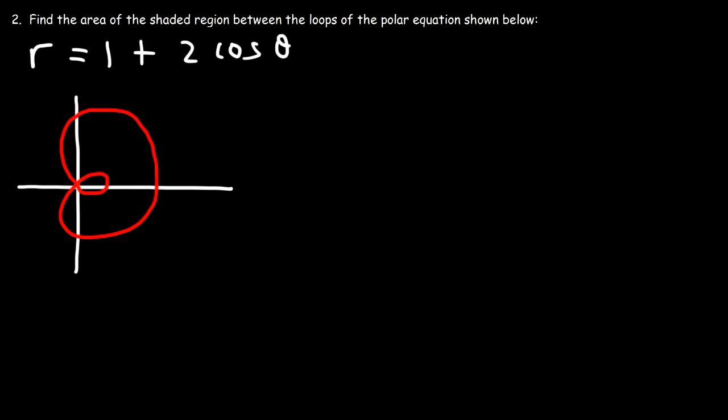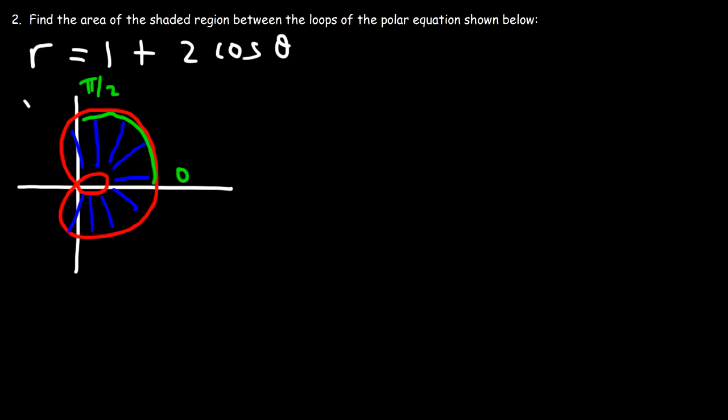Now, let's identify the area, the shaded area, between the two loops. So it has to be outside of the inner loop, but inside of the big loop. So it has to be this region. So how can we find the area of this shaded region? What do we need to do? Well, first, we need to understand the angles. So this region here is from 0 to pi over 2.